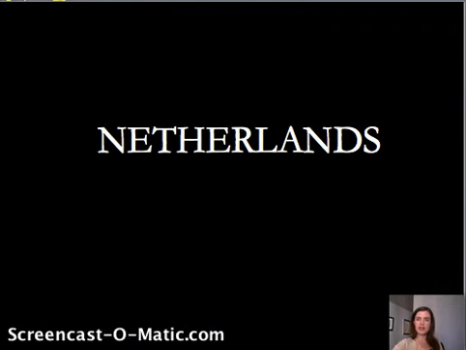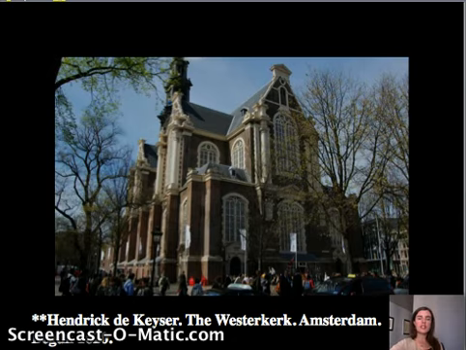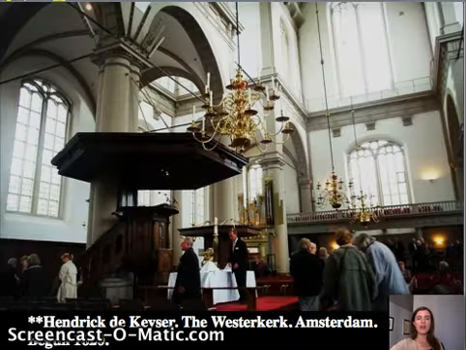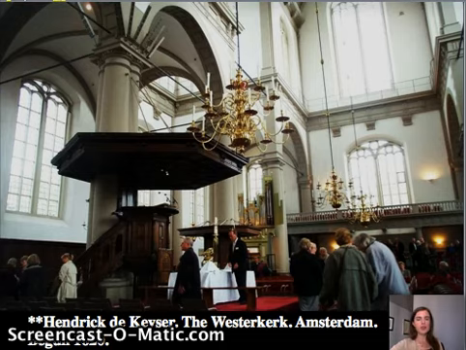Okay, moving up to the Netherlands, or the Dutch Republic, we're going to see an example of a very simple church that demonstrates the difference, the Westerkerk in Amsterdam, that shows us what a Protestant church would look like at the time. Whitewashed walls, simple stone architecture. There are some similarities with early Florentine architecture by Brunelleschi, the simplistic white or simplistic gray stone.